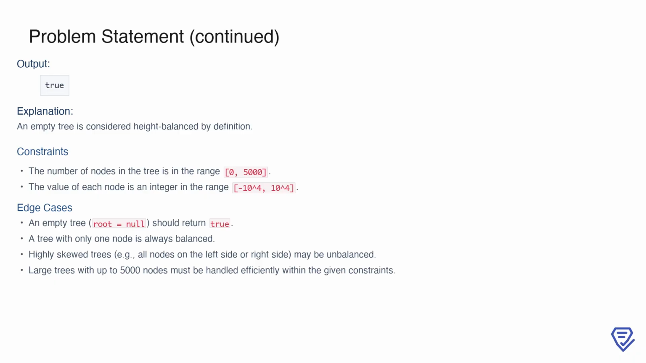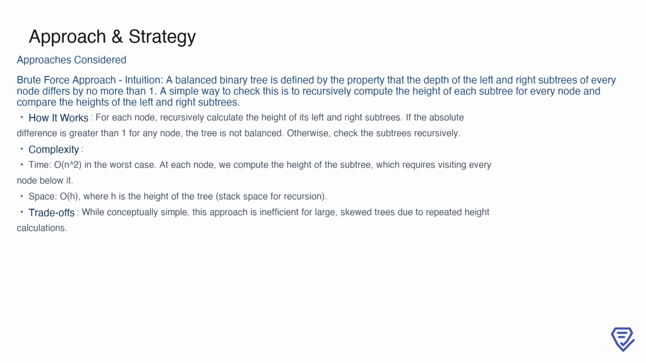To solve the problem of determining whether a binary tree is balanced, one approach we could consider is the brute force method. The idea here is to recall that a balanced binary tree is defined as a tree where, for every node, the depth of its left and right subtrees cannot differ by more than 1. Using this intuition, the brute force approach involves recursively calculating the height of the left and right subtrees for each node, then comparing these heights. If the absolute difference exceeds 1 for any node, the tree is deemed unbalanced.